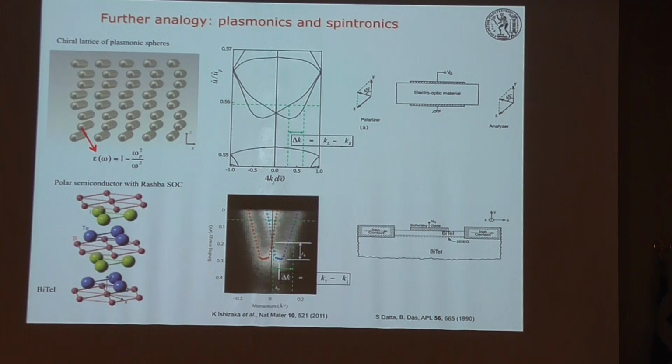This is a typical filter for photons. This is a typical spin valve for spintronic devices. They are all based on the same effect, on this dichroism of photons for the lattice of plasmonic spheres, and for the electrons for the semiconductor with spin orbit coupling.